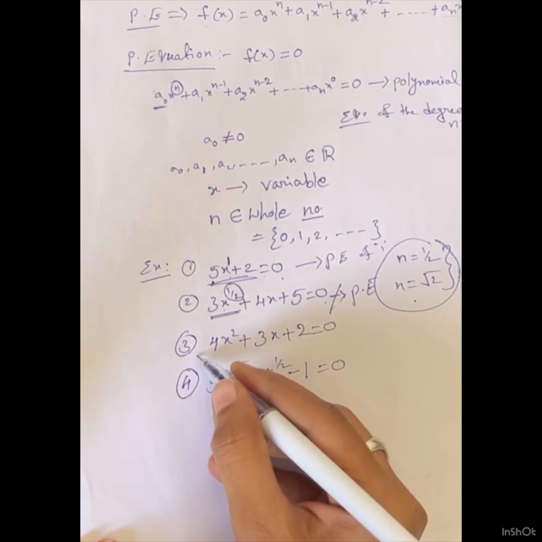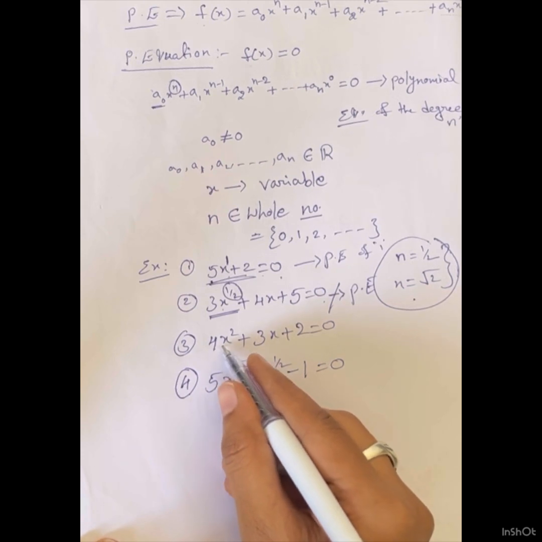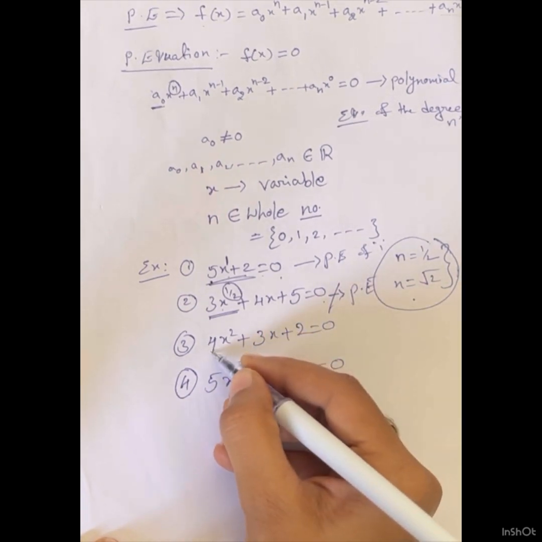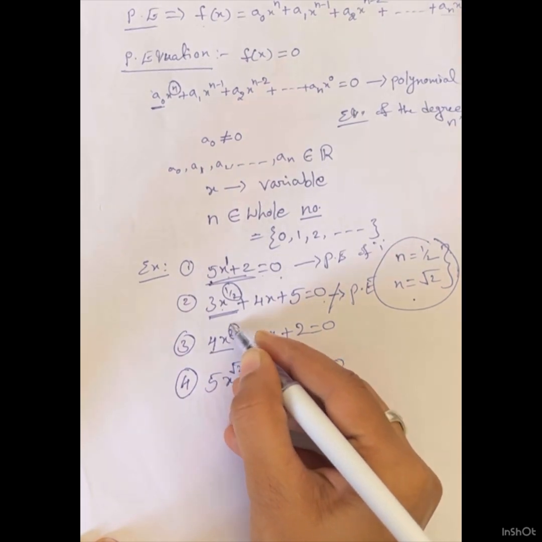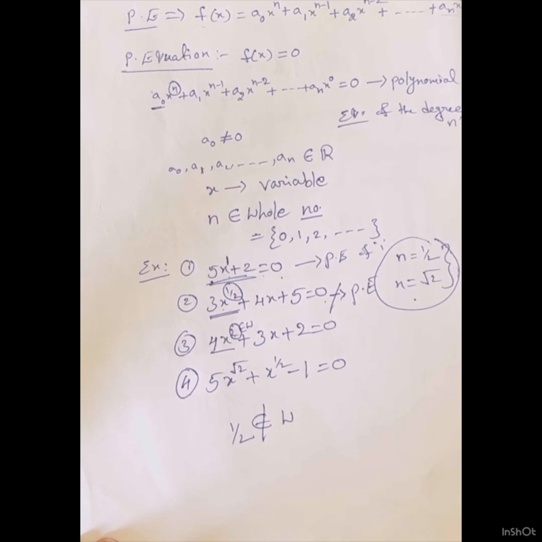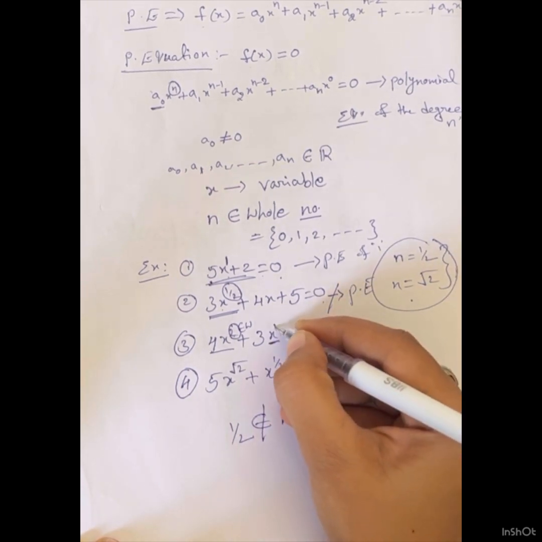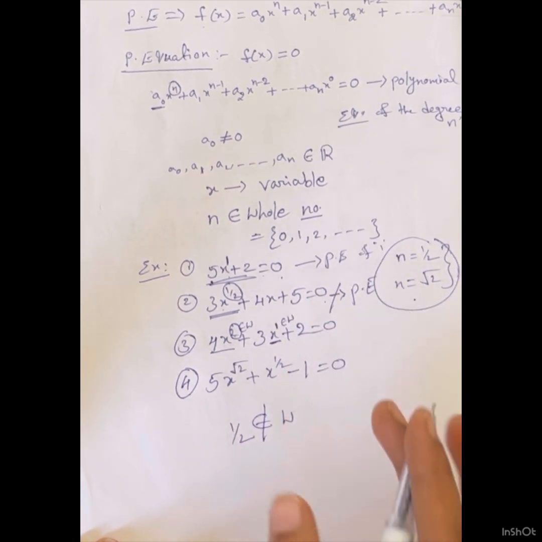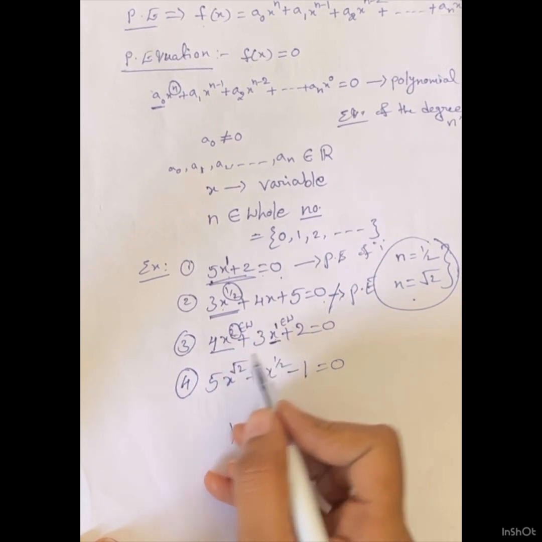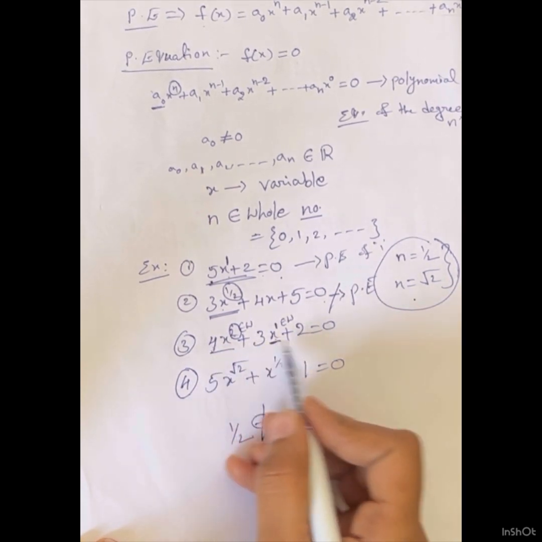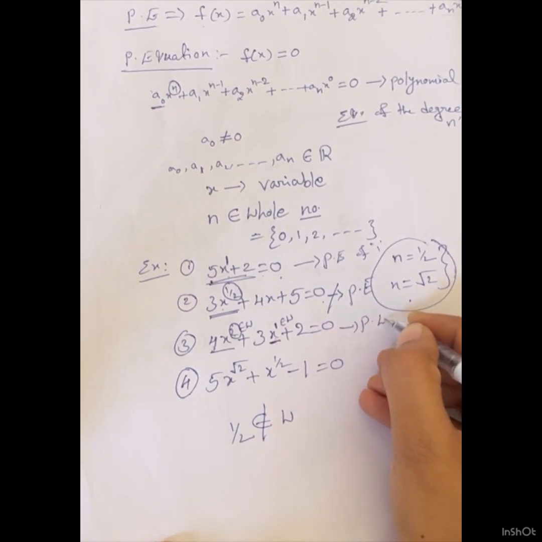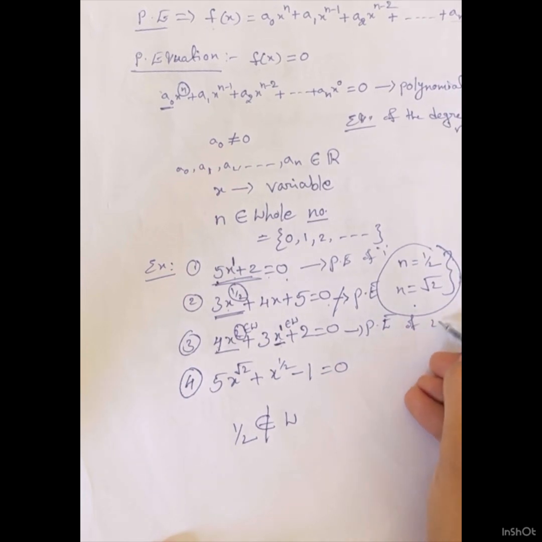Okay, coming to the third question. Here 4x^2 + 3x + 2 = 0 is there. Coming to the first term, the power of x is 2, so it belongs to whole numbers only. And in the next term, the power is 1. It also belongs to the whole number set. And the coefficients of x belong to real numbers only. So this is a polynomial equation of degree 2 here.